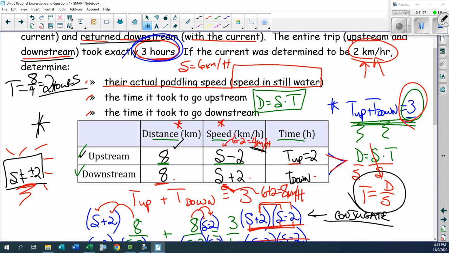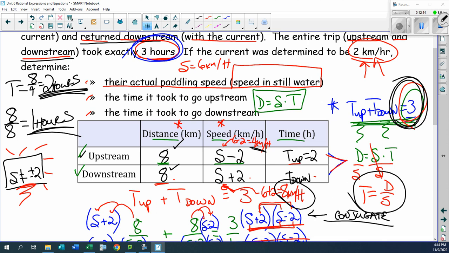Wow. Okay, so let's figure the downstream. Think about it. Going downstream, still 8 kilometers, right? Let me get a little bit more room here. Let me get rid of that. There it is. It's still 8 kilometers, but look at this. Our speed was 8 kilometers per hour. 8 divided by 8. Oh my goodness, that's just way too easy. That's 1 hour. And lo and behold, 2 hours plus 1 hour gives us, guess what? Our total time, which was 3 hours.